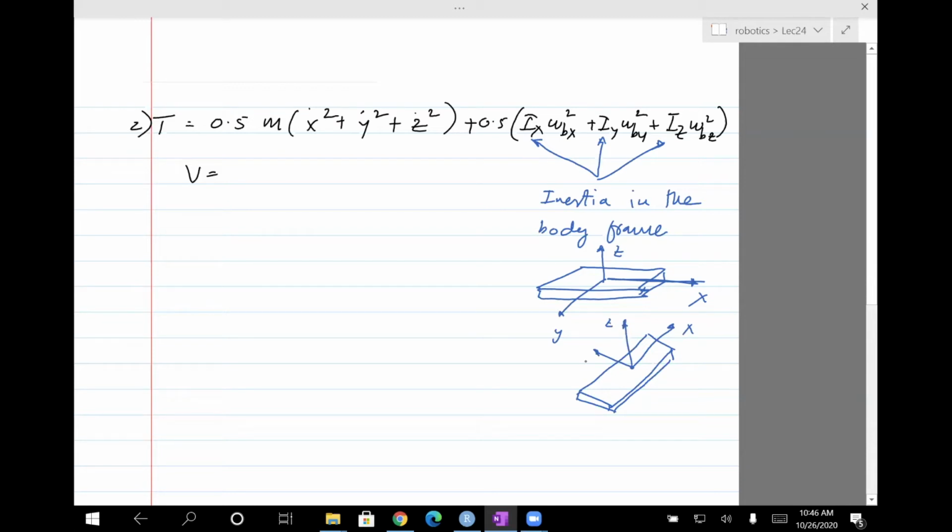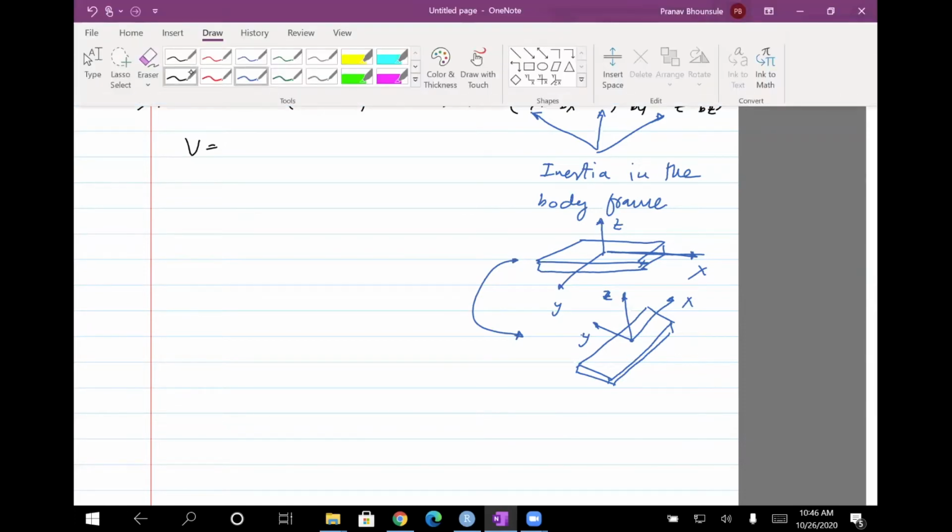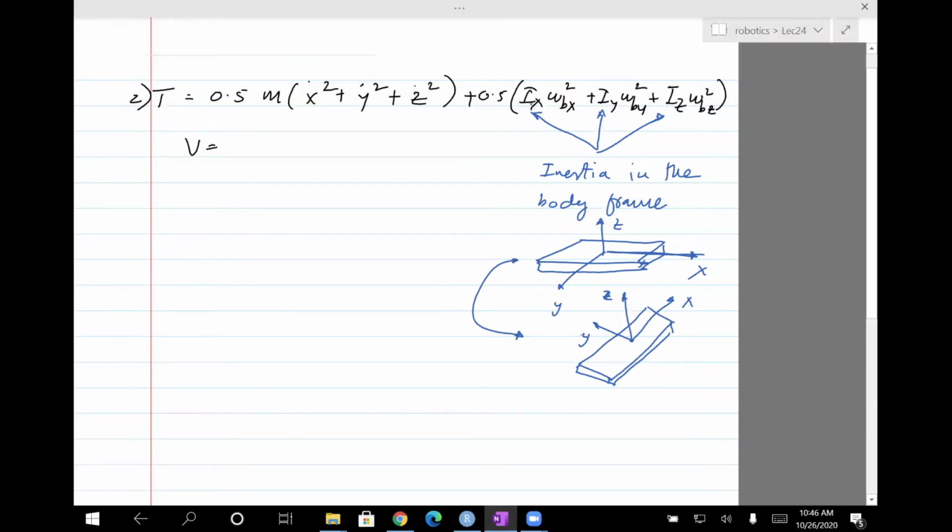So x, y, and z. What happens in the body frame is that the inertia does not change. So, inertia in the body frame is the same as the inertia in this frame, because the body frame is attached to the body and rotates with the body. That's the convenience of using the body frame: these inertias are constant, they do not change as the body rotates. And that's why I wrote omega in the body frame.